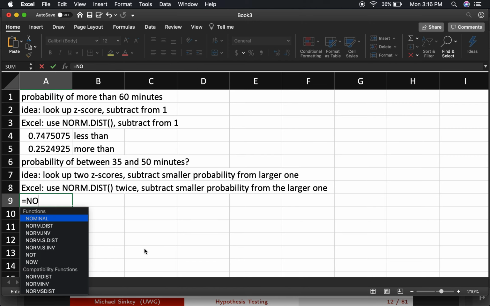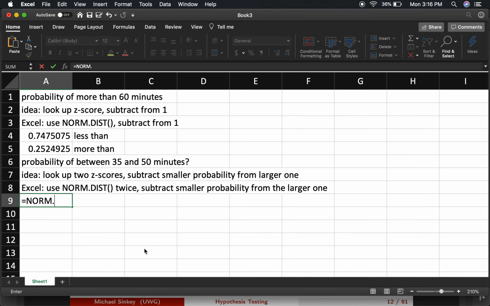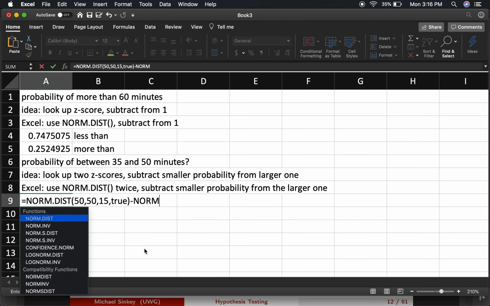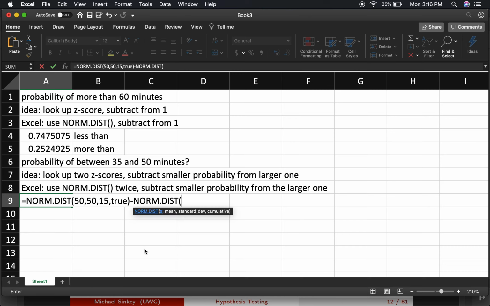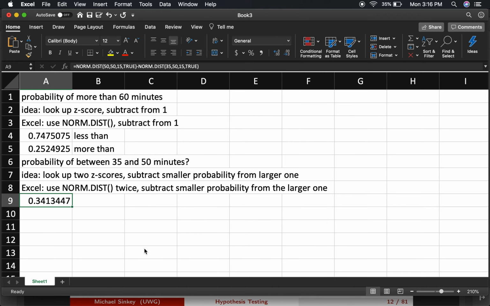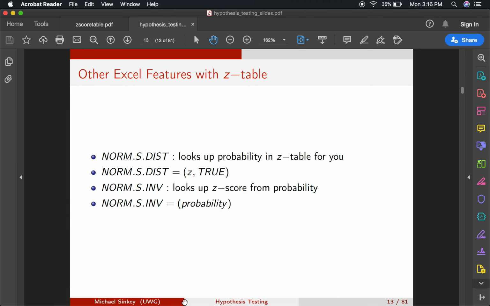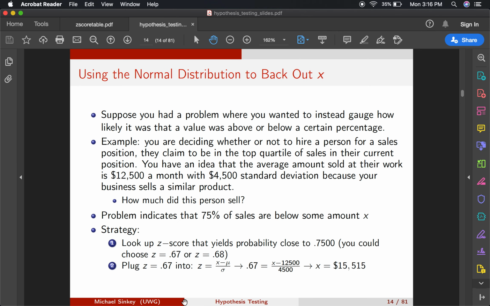Let's try it out. Norm.dist. We do 50 first. That's the bigger one. And we're going to subtract 35. And we can do it all in one swoop. You can see we get the same thing that we had on the slides. Okay?